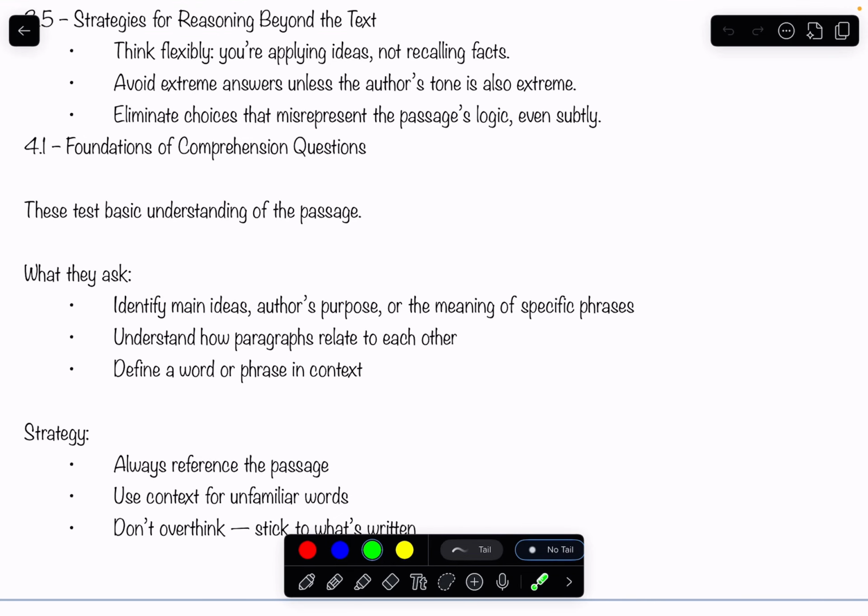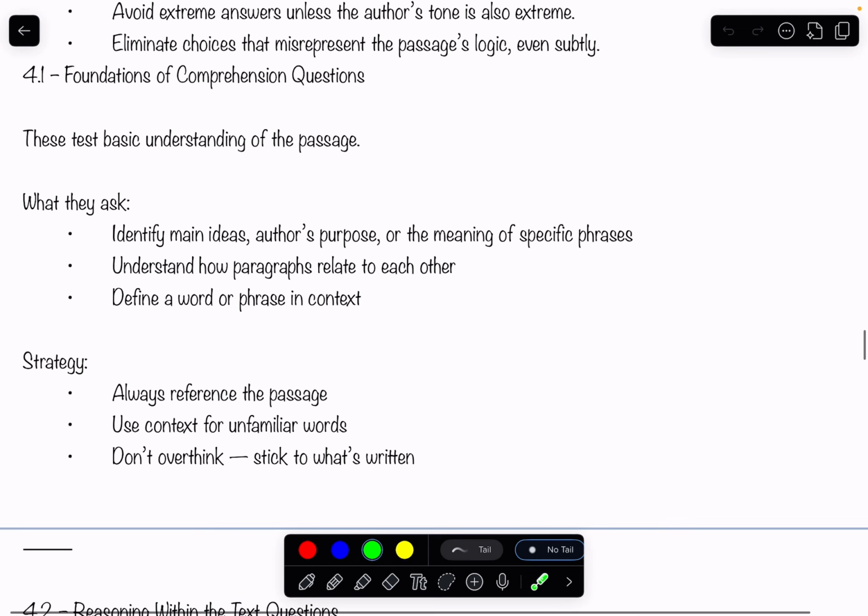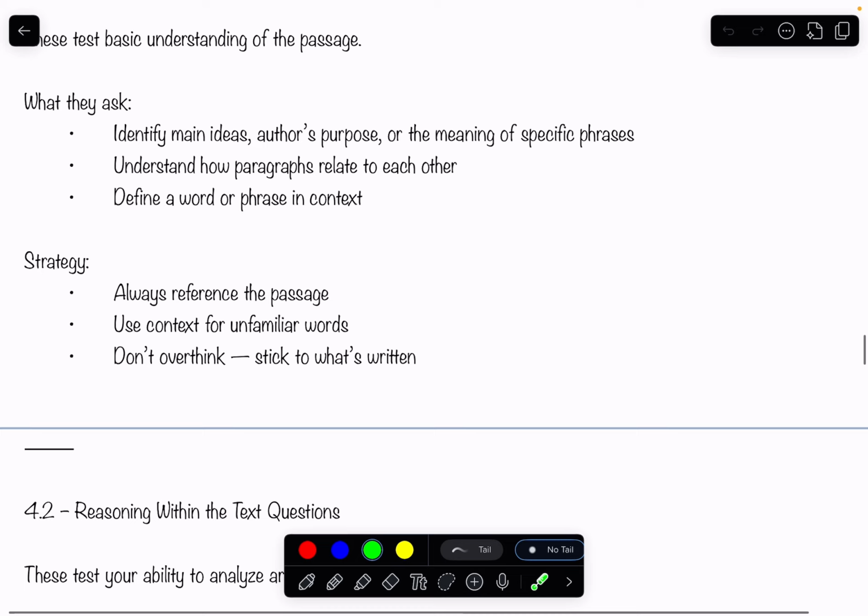But now we're going to go over the different types of questions that you can find on CARS passages. One of them is foundations of comprehension questions. What are these types of questions? They really test your basic understanding of the passage. So what do they ask? Identify the main idea, the author's purpose, or the specific meaning of a phrase.